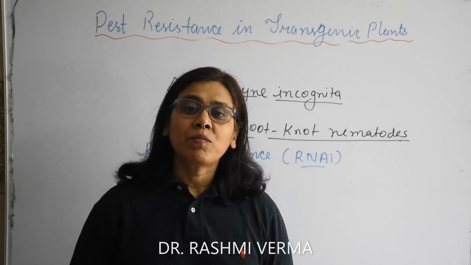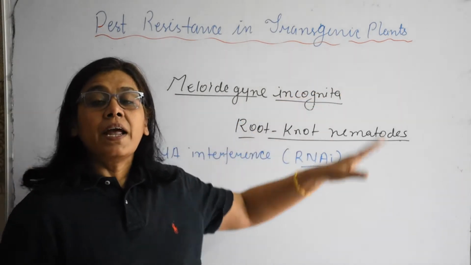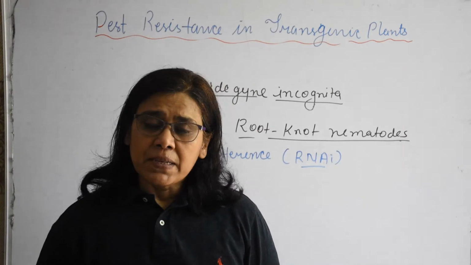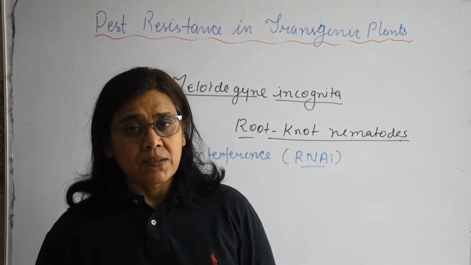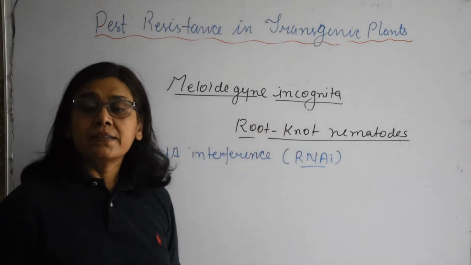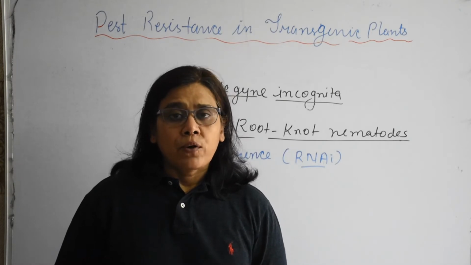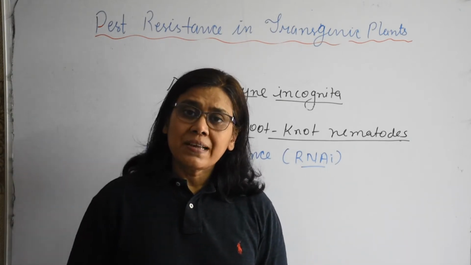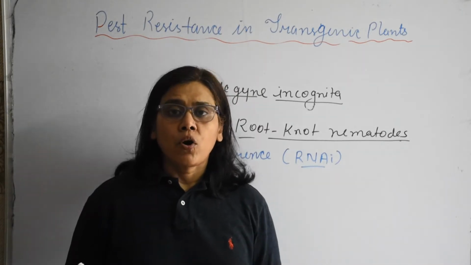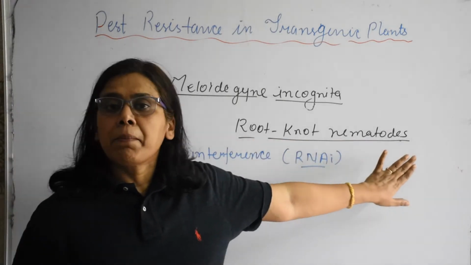In this video, I am going to talk about pest resistance in transgenic plants. Nematodes are very common parasites of animals as well as of plants. For example, Meloidogyne incognita is a nematode which infects roots of tobacco plant. They feed on the root cells and cause roots to grow large galls or knots. That's why this nematode is known as root knot nematode.